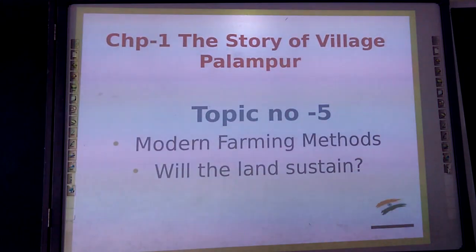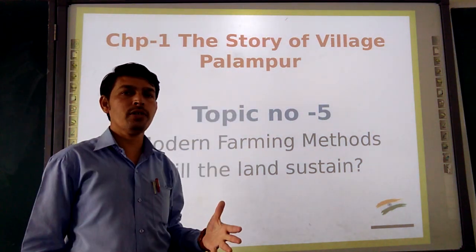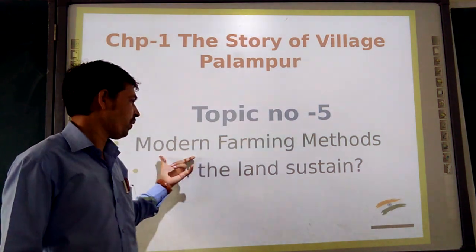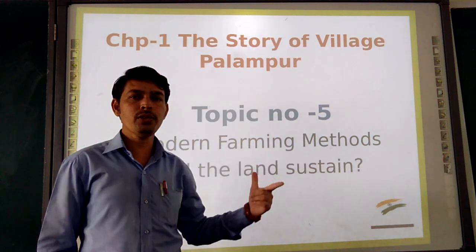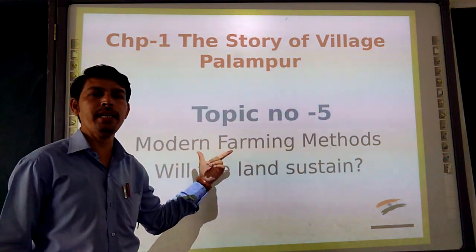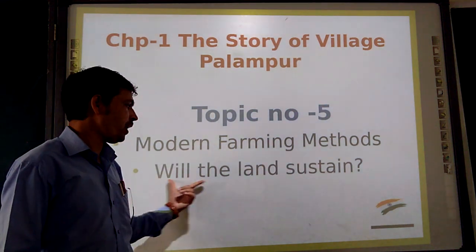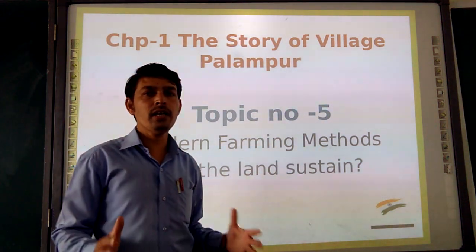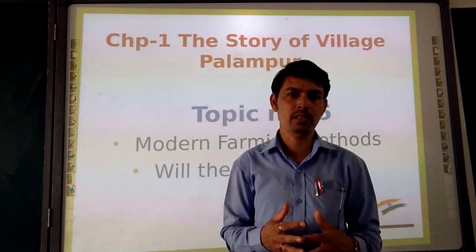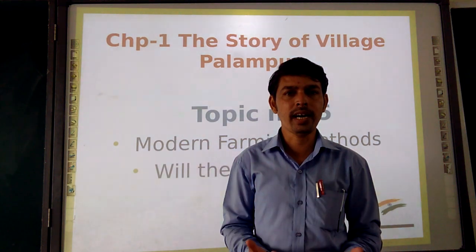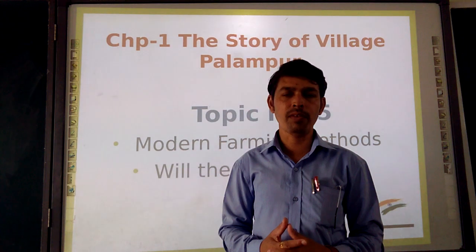Point number 1. Chapter number 1, the story of village Palampur. In that chapter, we are on topic number 5, where we are going to talk about modern farming methods implemented in the agriculture field. Then the last topic we will see, will the land sustain? First, we are going to see what modern farming methods are and how they are boosting farming and giving a huge amount of production to the farmers.